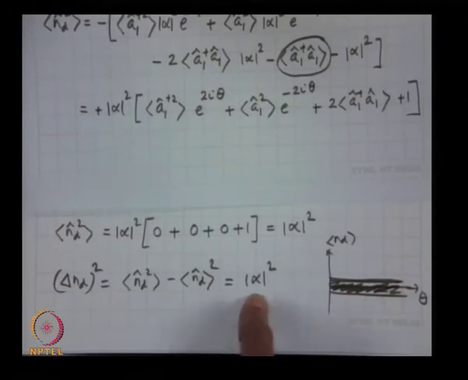What is the variance of a coherent state? Mod alpha square. This is exactly the variance of the coherent state that I'm measuring in this example, because I'm not putting any signal on the other arm, arm 1.